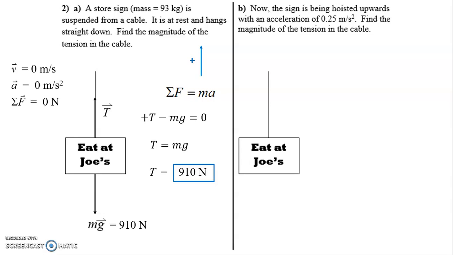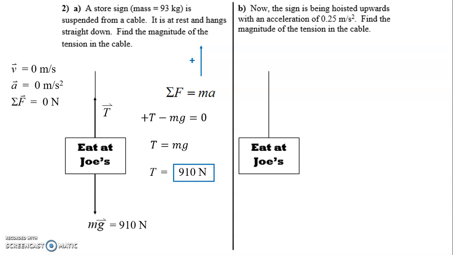Remember, net force is the combination of all forces. So it's like a tug of war. Tension up, mg down, they have to add up to 0. Simple algebra shows that T equals mg, and since the weight is 910 newtons, the tension is 910 newtons as well, which makes sense. The cable is just supporting the weight.